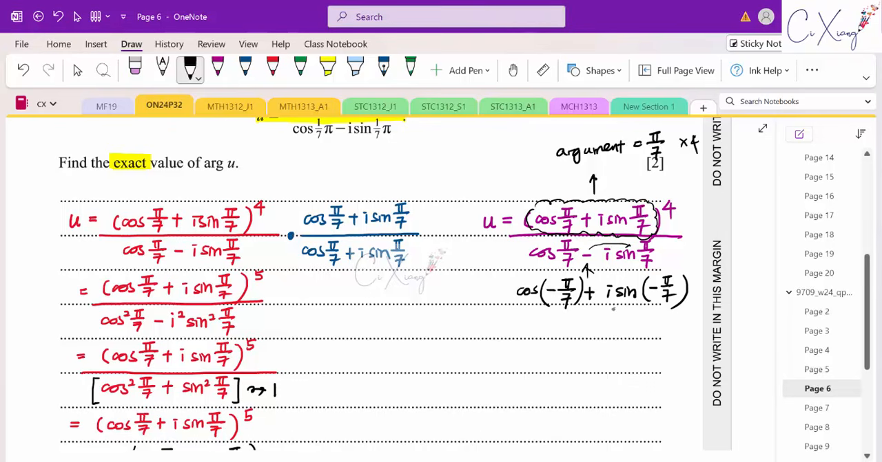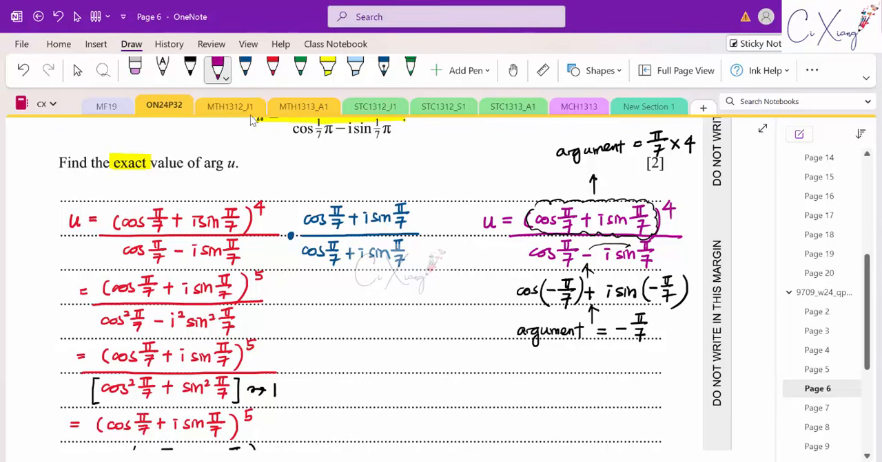Originally it should be this one, but after simplifying, you get the purple one. Okay, so from here again, if I want to look at the argument here, what's the argument for this part? The argument is actually negative pi over 7. Again, the argument on top is pi over 7 times 4, because it is power 4. Then for the bottom one, after you rephrase it, the pattern should be cos negative pi over 7 plus i sine negative pi over 7. And therefore, I get the argument equals negative pi over 7.